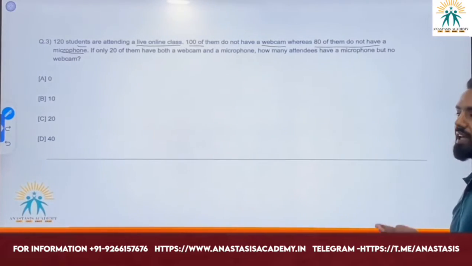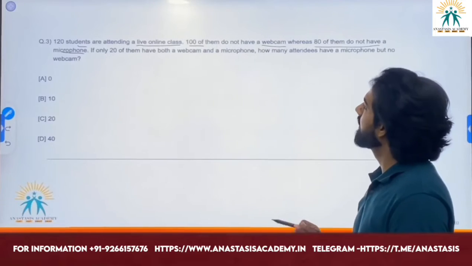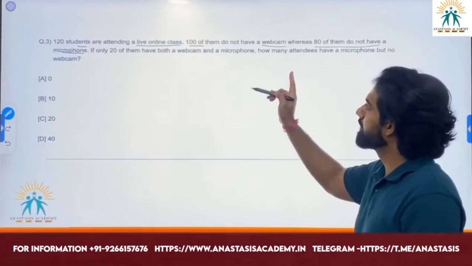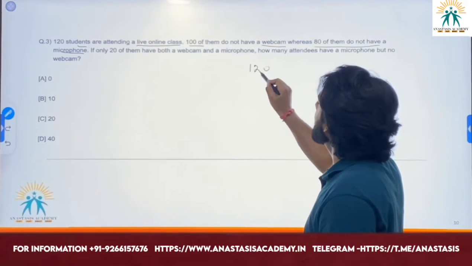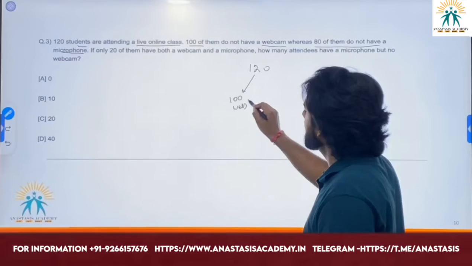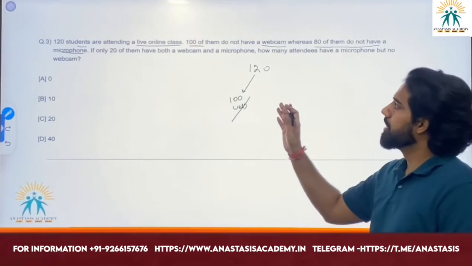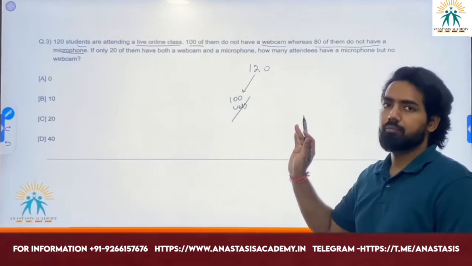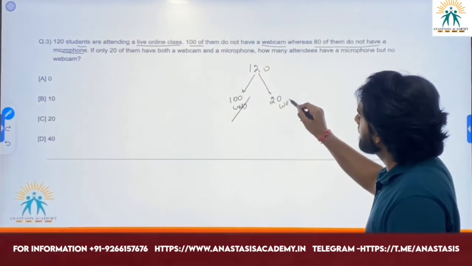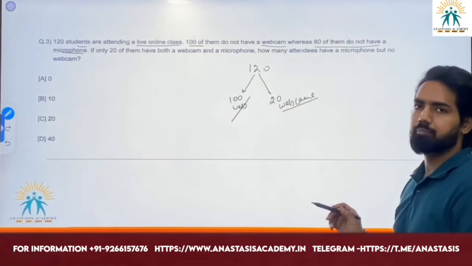So let's observe carefully. 120 students are there, and it is given 100 of them do not have a webcam. So out of 120, 100 do not have a webcam. So I can say these 20 students, the other 20, have a webcam.